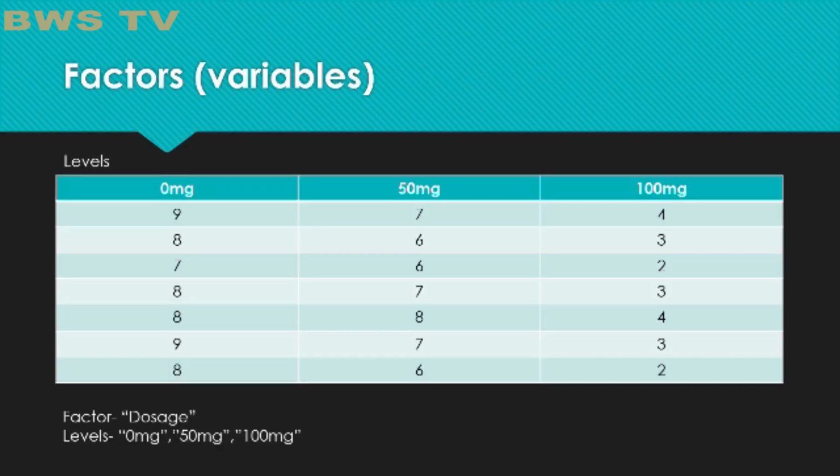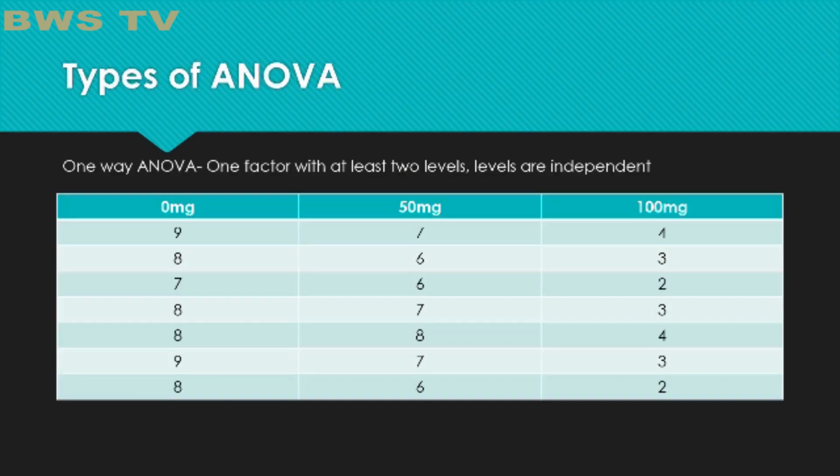Here is a table. The variable, or factor, is the dosage, and the levels are 0 milligram, 50 milligram, and 100 milligram. One-way ANOVA: one factor with at least two levels. Levels are independent. One-way analysis of variance is used to determine whether there are any statistically significant differences between means of two or more independent, unrelated groups.